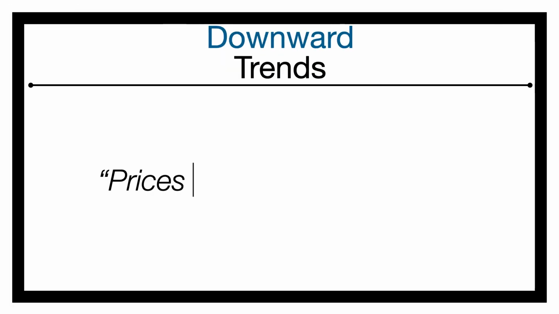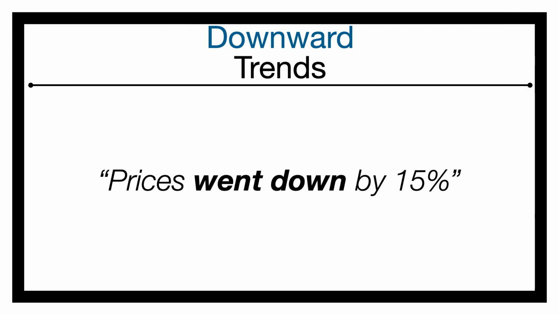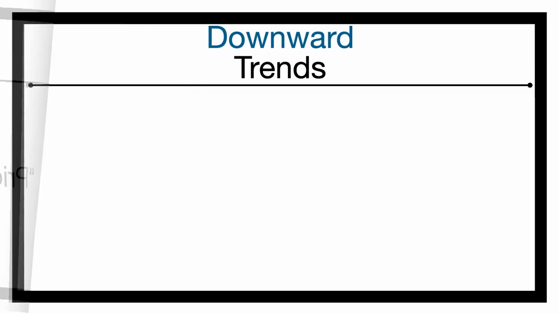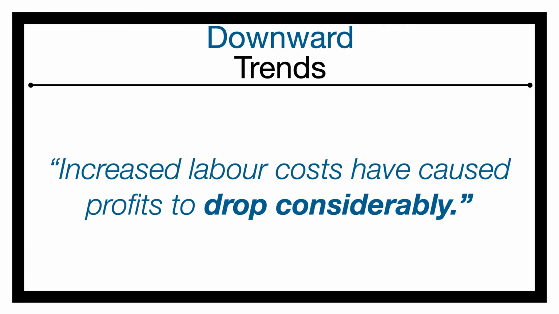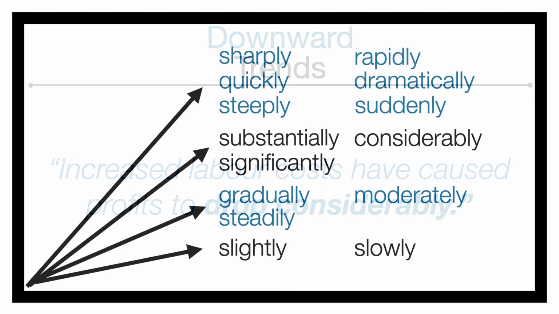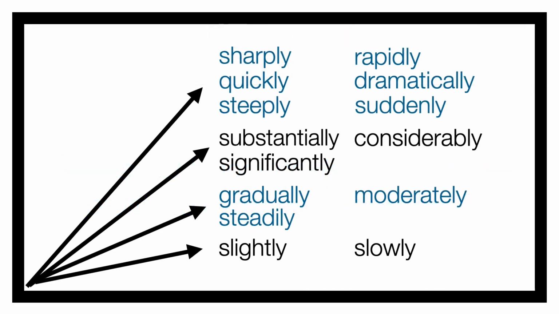Prices went down by 15%. Now we don't need the intensity diagram here for this phrase. We just use the verbs. Went down. Increased labour costs have caused profits to drop considerably. Considerably. And on the intensity diagram, considerably is quite high.